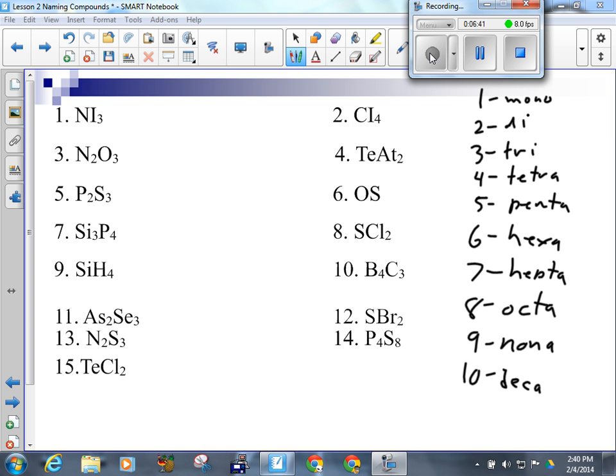So we did 1 to 5 yesterday, so we'll look at number 6 here. We've got oxygen and sulfur together. There's only one oxygen, and I don't use the prefix mono on the first one if there's only one. So this is oxygen monosulfide. For number 7, I've got 3 silicone and 4 phosphorus. The prefix for 3 is tri, so trisilicone, tetraphosphorus.